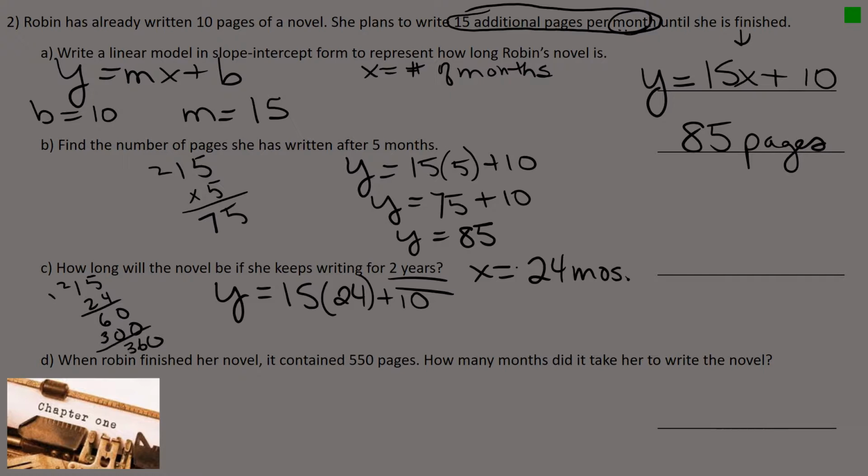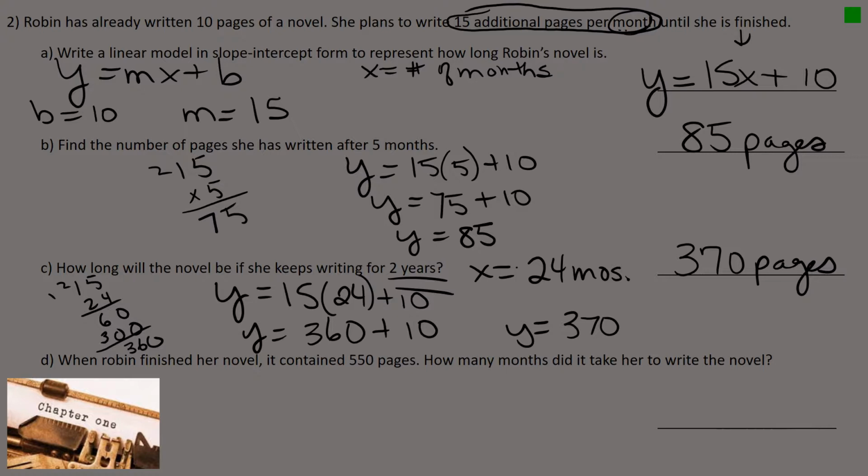360? Is that what you got too? Yeah, 360. So I get y equals 360 plus the 10 she already had. So I end up with y equals 370. So she'll have 370 pages done in 2 years. Boy, that's a long time for 370 pages.